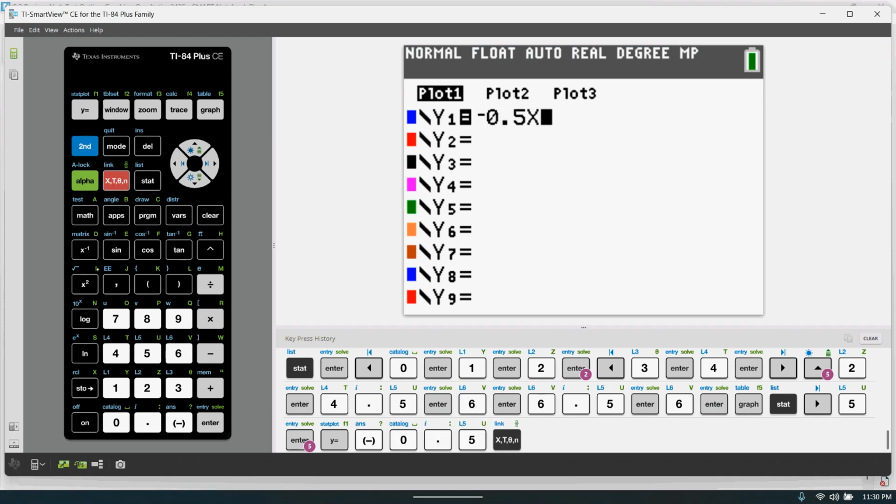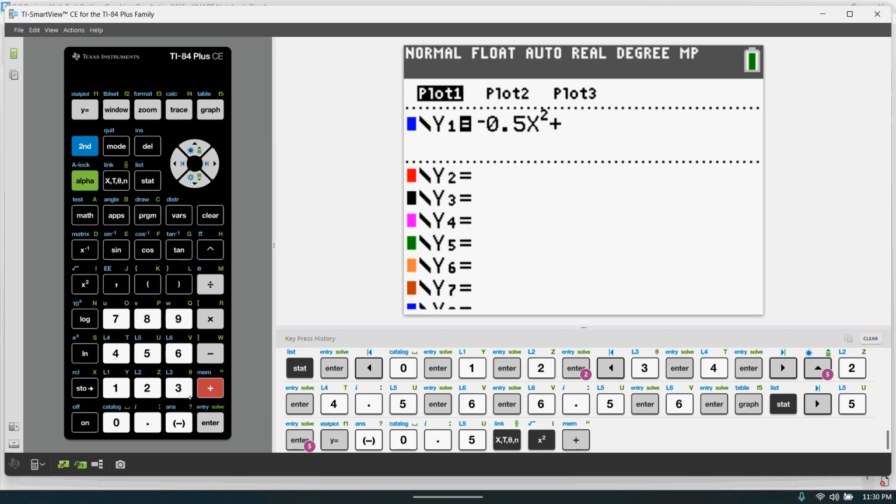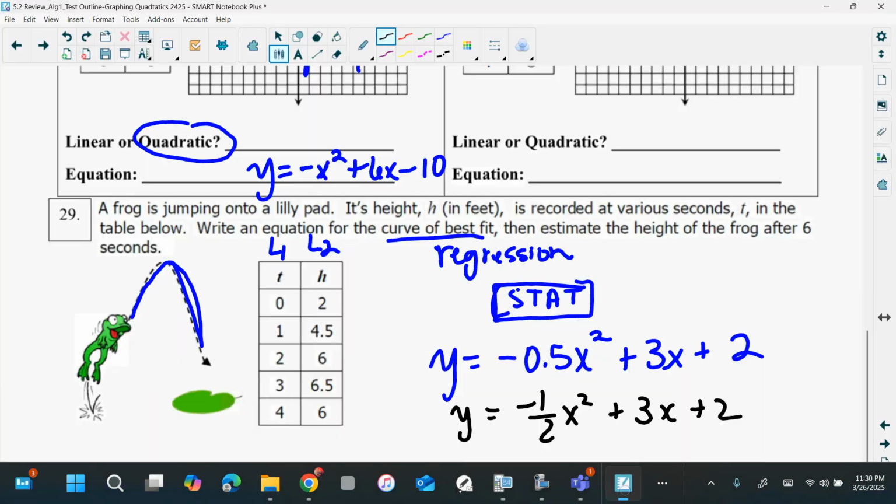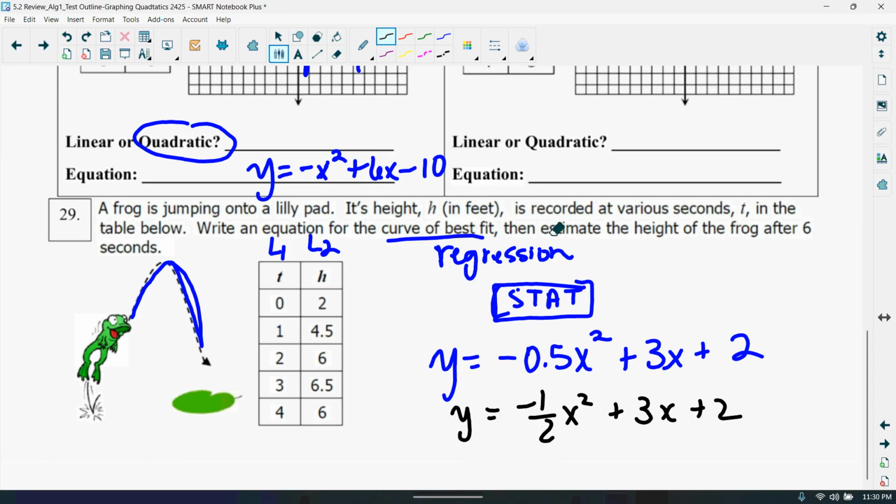Okay, so what we're going to do is put that equation in the calculator. -0.5x squared plus 3x plus 2. And we're going to graph it. It goes through the points, so we did it right. Okay. And now they want us to make a prediction or estimate right here. Estimate the height after 6 seconds.